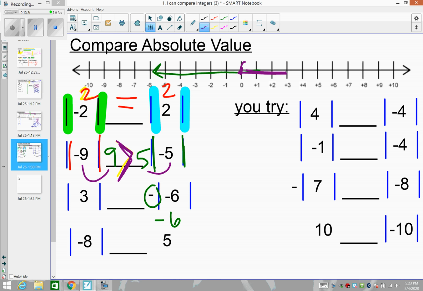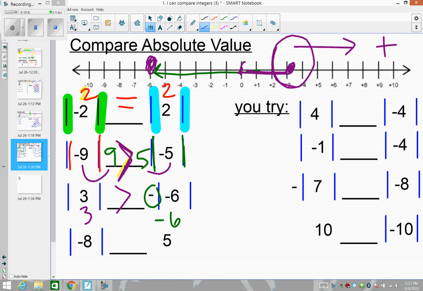3. I don't know why I started at 1 up there. 3. So now if we compare the two, which is greater, which is further to the right, which is more positive? Well, clearly, if this is -6 and this is 3, this is our bigger number because it's further to the right. So the symbol would be greater than.